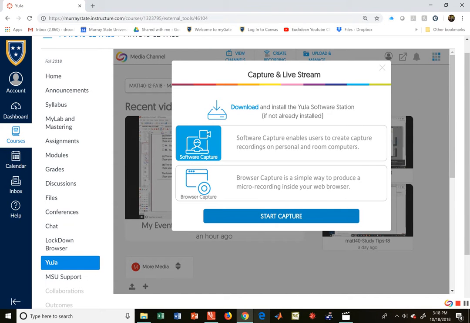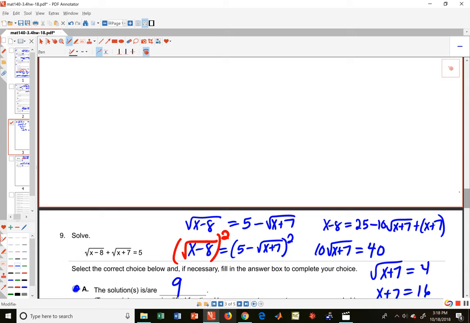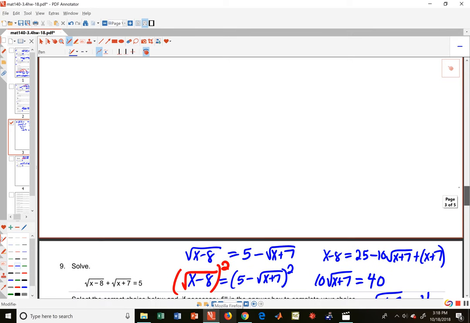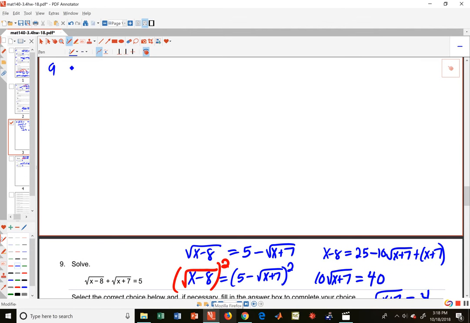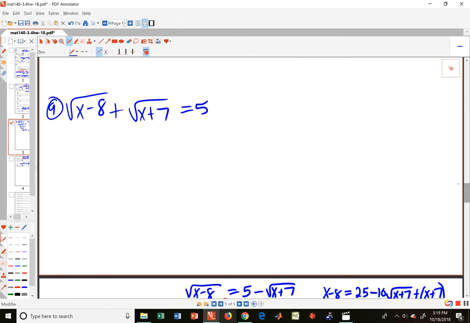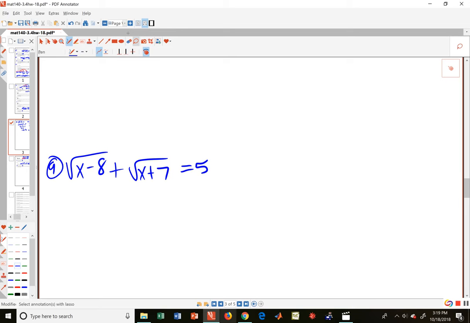Hey, I want to do a more challenging one from 3.4. That's going to be problem number 9: the square root of x minus 8 plus the square root of x plus 7 equals 5. So let's do this together.